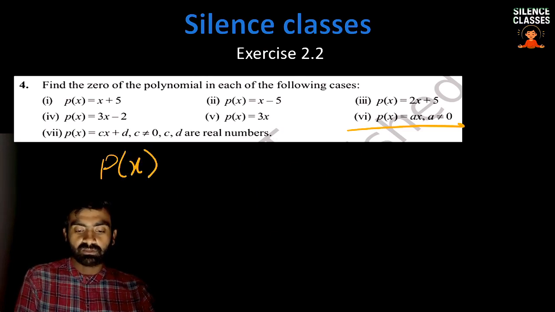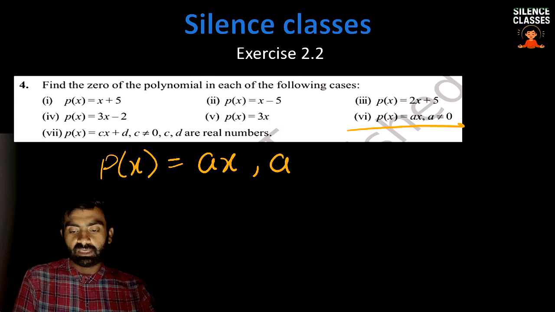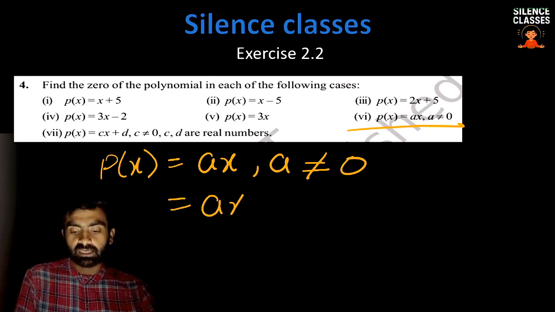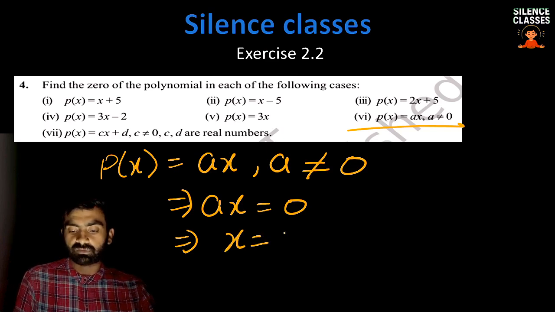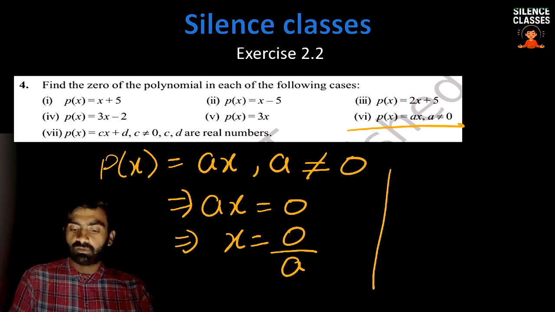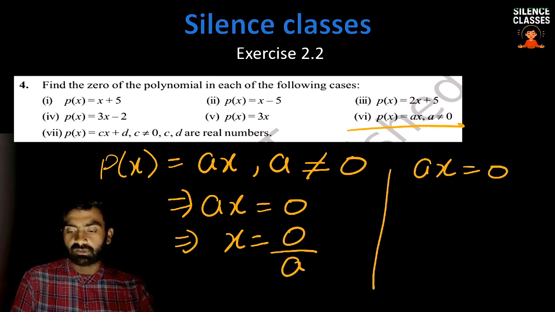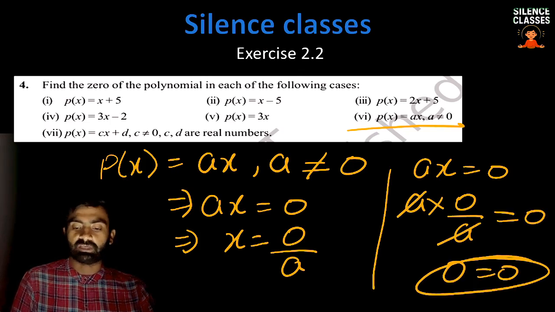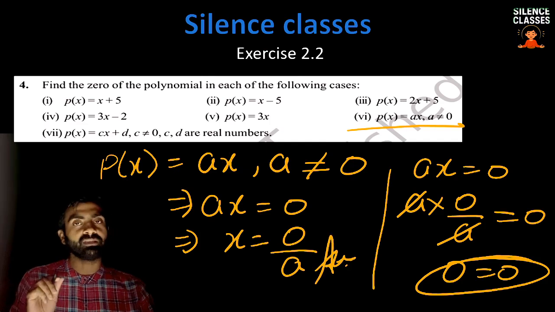p(x) is equal to ax, a is not equal to 0. We cannot put 0 in the place of a. So we will do ax is equal to 0. So x is equal to 0 upon a. So in the place of x we can put 0 upon a. Let's check it out. ax is equal to 0, so in the place of x, a multiplied by 0 upon a is equal to 0. We can cancel this one. 0 is equal to 0. So we can say yes, the answer is absolutely correct.